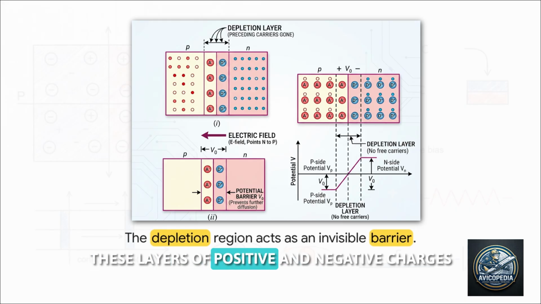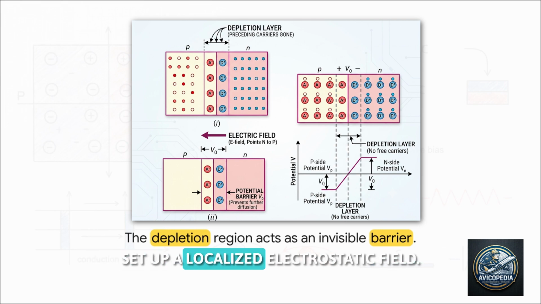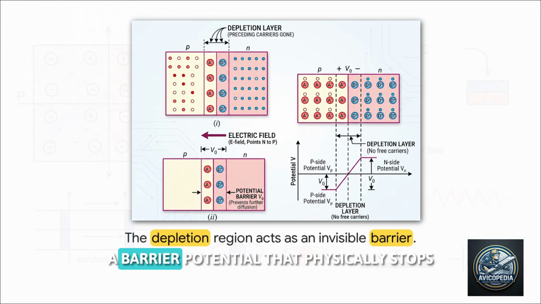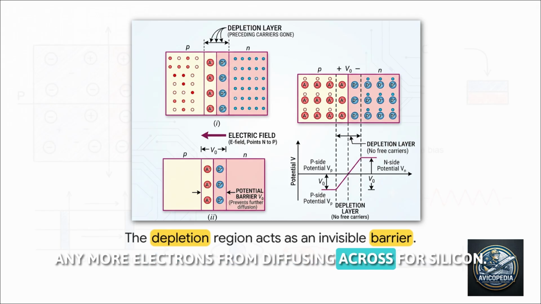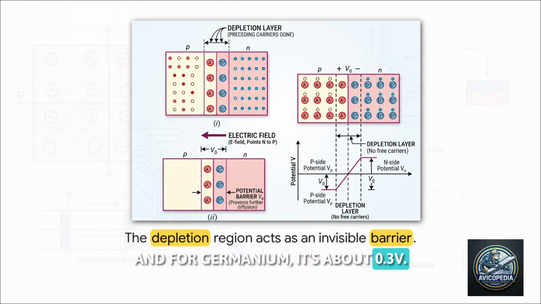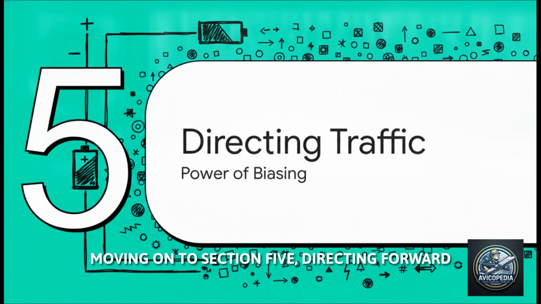These layers of positive and negative charges set up a localized electrostatic field. It essentially acts as an invisible wall, a barrier potential, that physically stops any more electrons from diffusing across. For silicon, this natural wall stands at about 0.7 volts, and for germanium, it's about 0.3 volts. Moving on to section 5, directing forward and reverse traffic, the power of biasing.